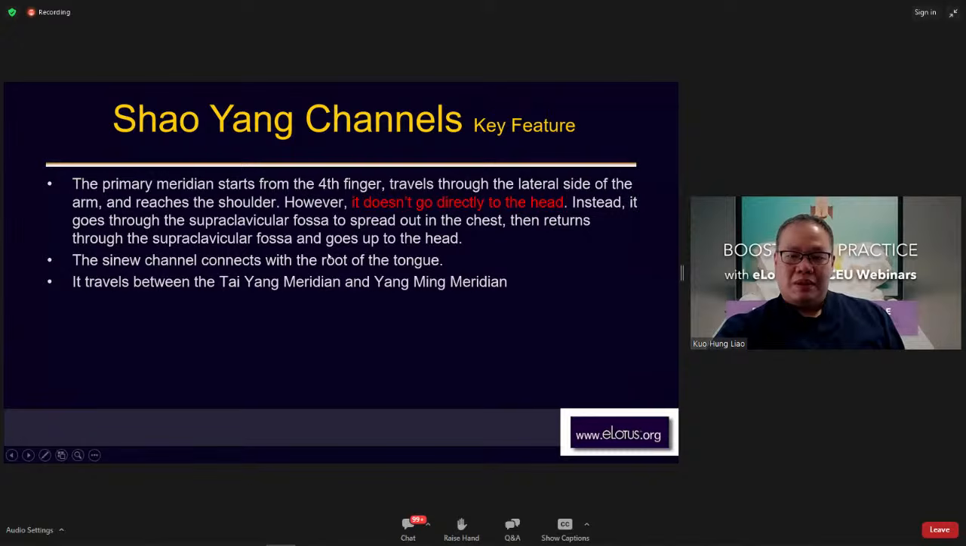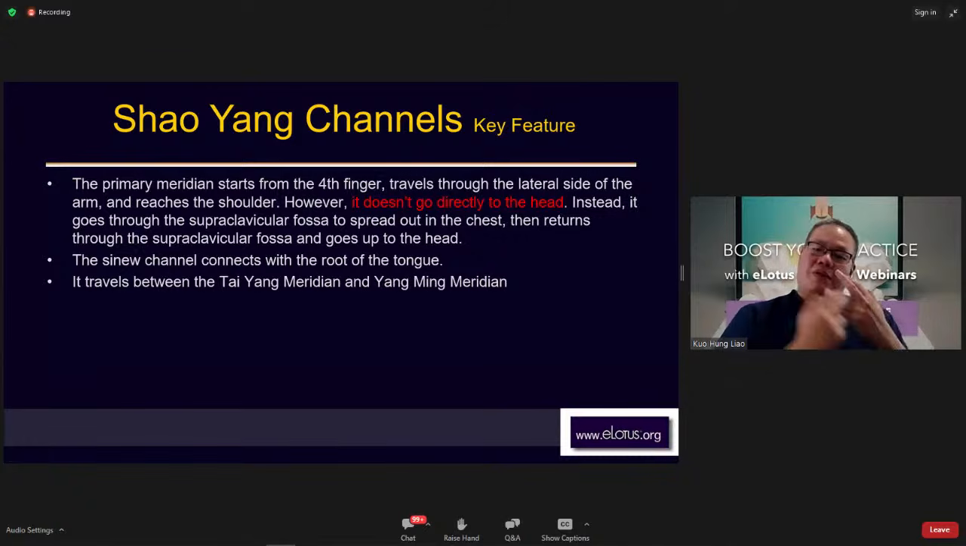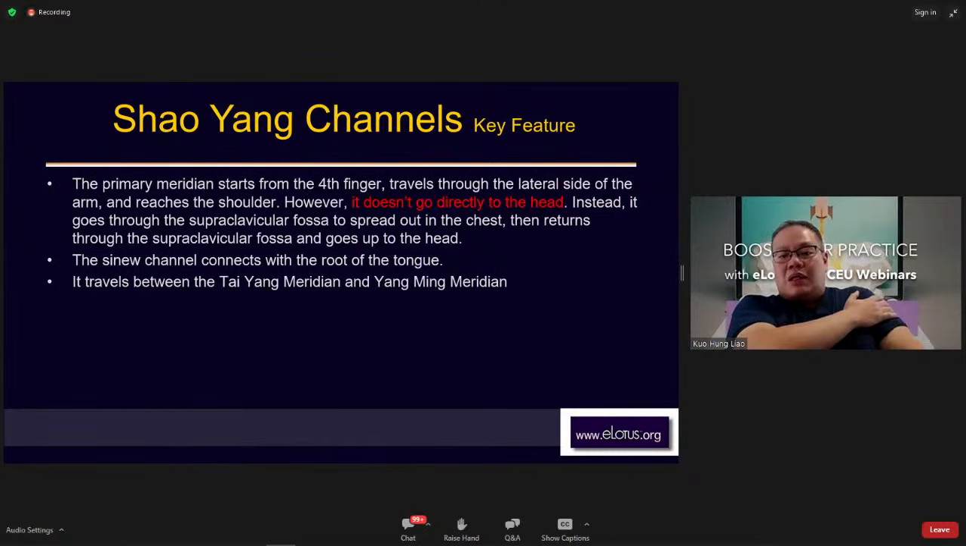Then, key features, I think I talked about this already. The primary meridian starts at the fourth finger and travels between the extensor and flexor muscles, for the upper arm between the flexor and extensor muscles. And it doesn't go directly to the head. Instead, it goes to the supraclavicular fascia, going to the body. And the tension goes back behind the neck and connects to the face.